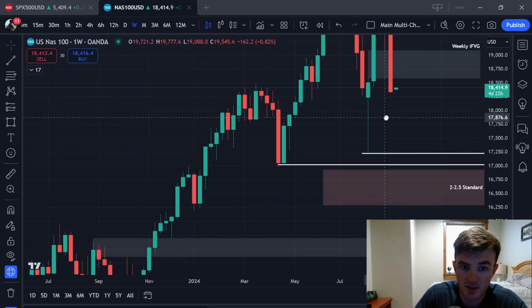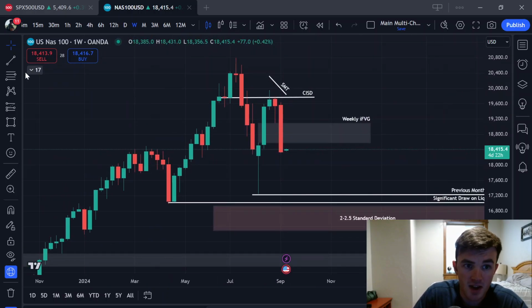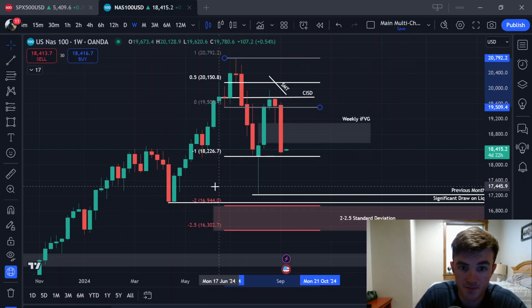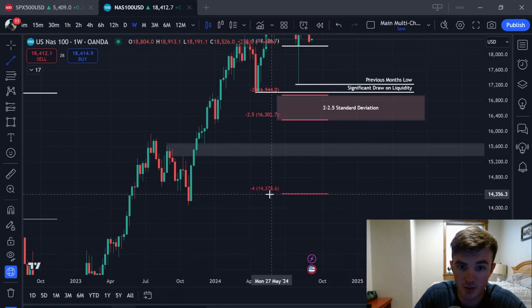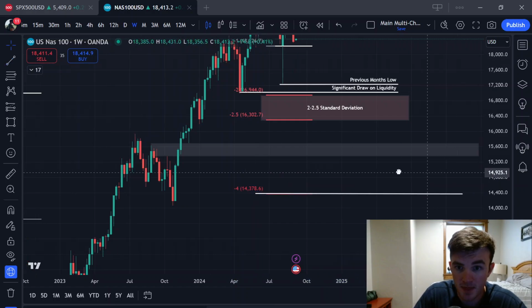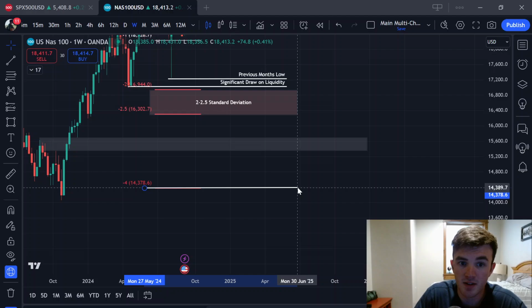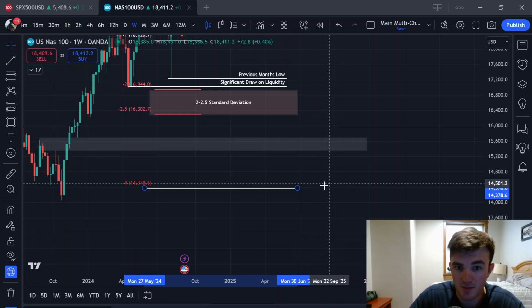We have the previous month's low here, and then we have this 2 to 2.5 standard deviation level, and then we also have this standard deviation of 4 down all the way over here. So the standard deviation of 4 is where the market will sometimes go when it gets to the absolute most extended. A lot of time it'll go to a standard deviation of 4.